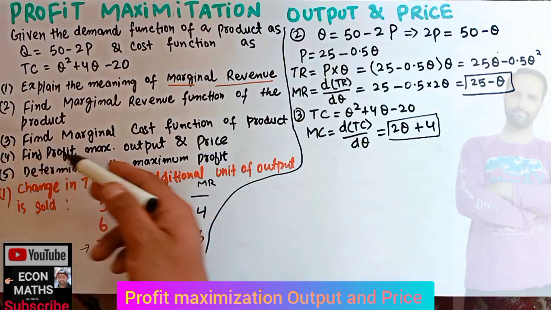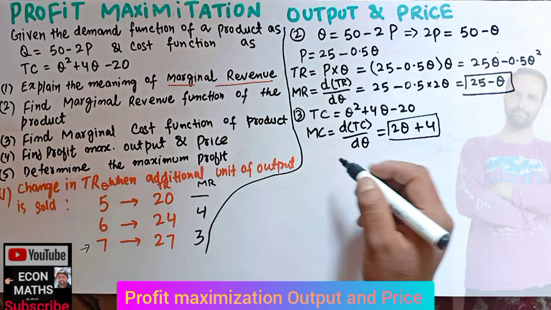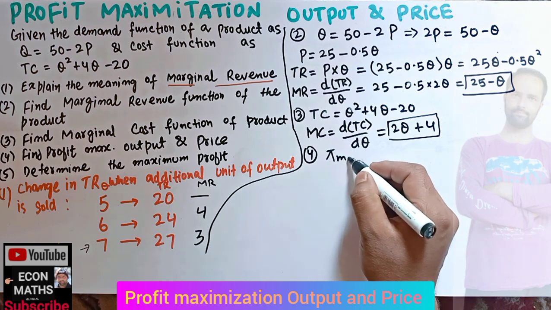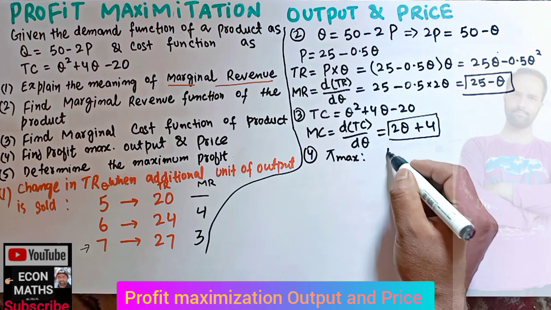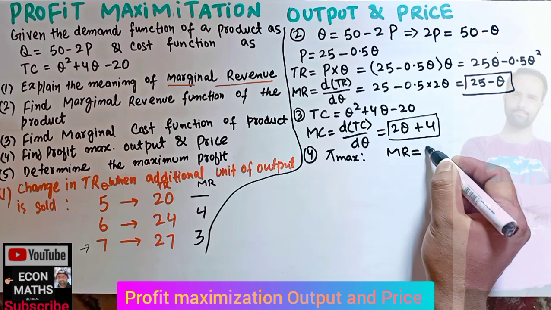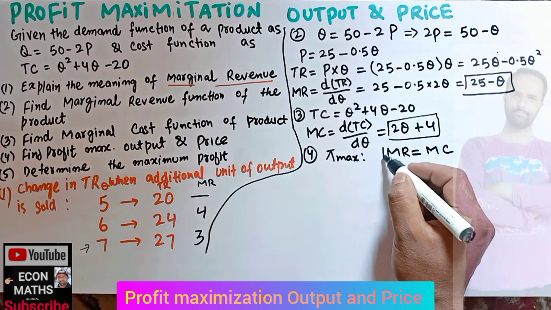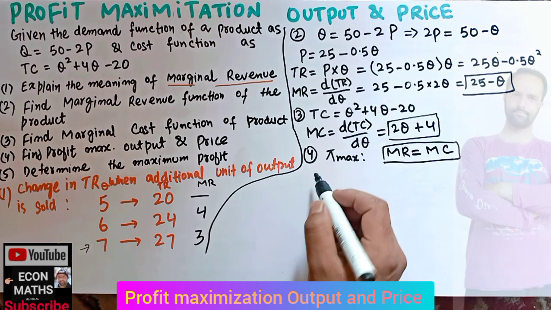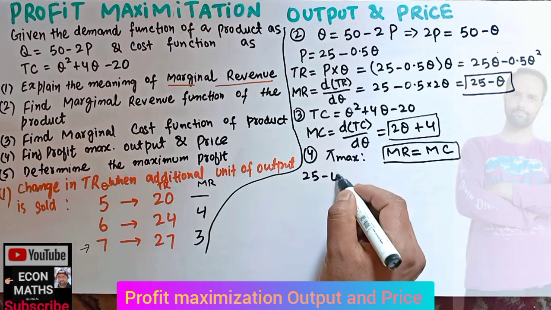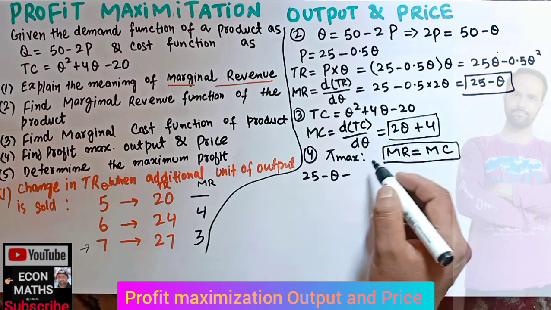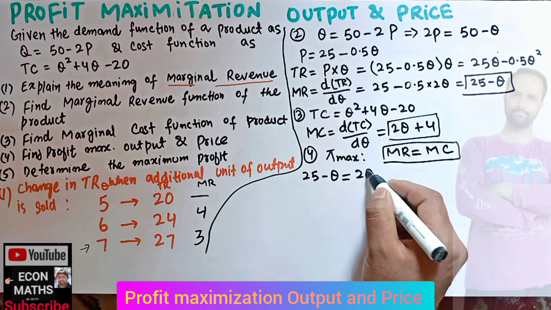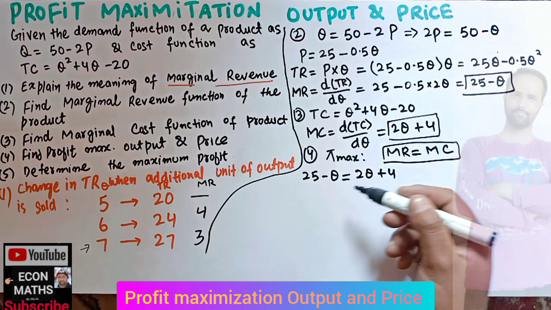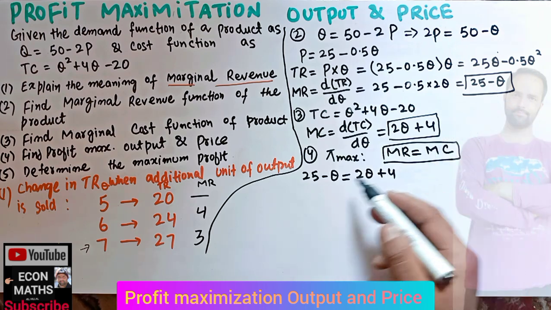Now the fourth part was to find the profit maximizing output and profit. For profit maximizing, our marginal revenue should be equal to marginal cost. This condition we need to satisfy. Our marginal revenue is given as 25 minus q, and marginal cost is given as 2q plus 4. Just equate marginal revenue with marginal cost, and you will get the optimal value of q.